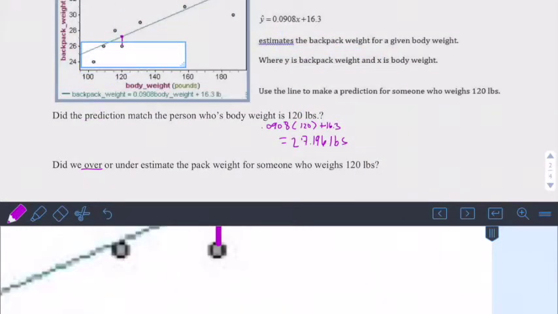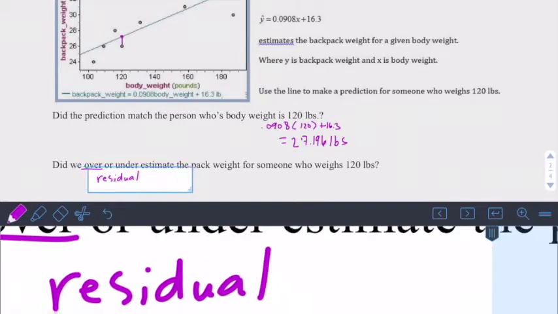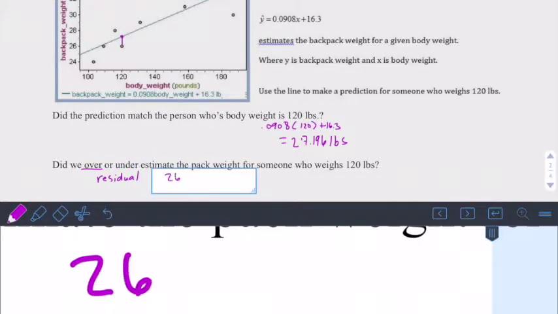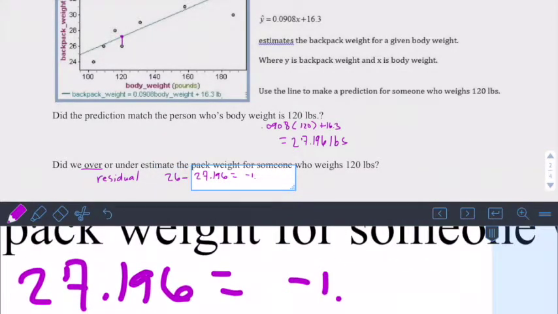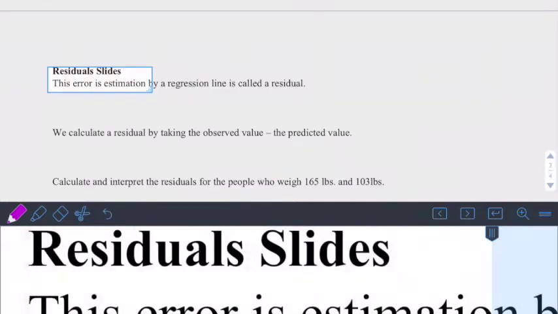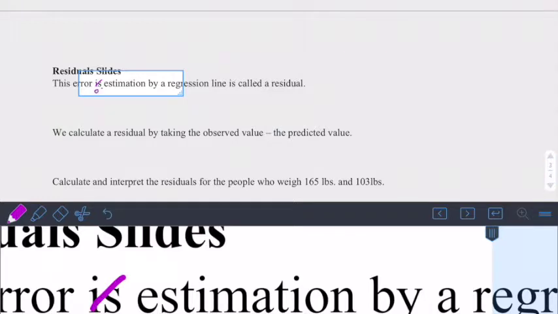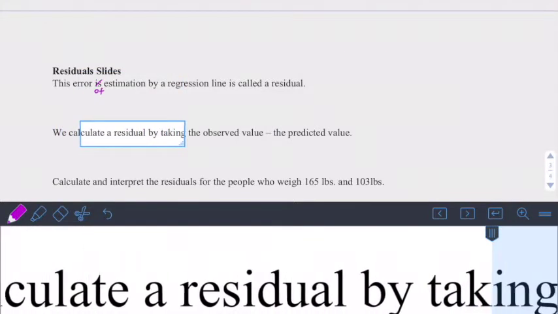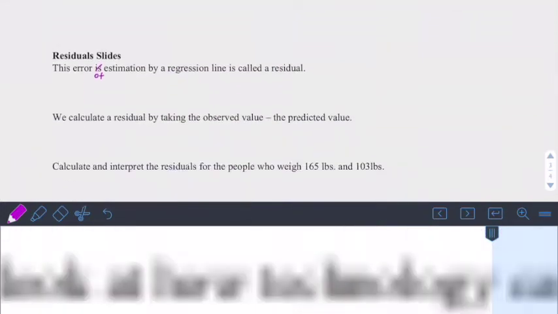What we can do from here is find what's called the residual. That would just be our actual value minus our predicted value, which we know will be negative 1.196. Our residual is negative because our actual value is below the line. The error of estimation by a regression line is called a residual. We calculate a residual by taking the observed value minus the predicted, like I did right here.